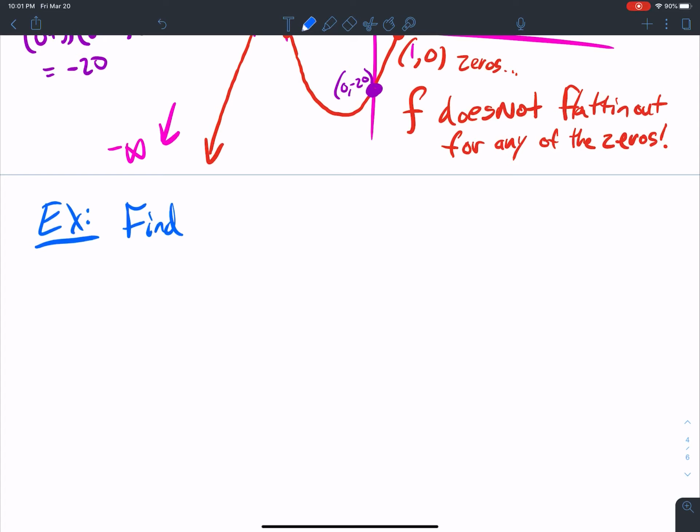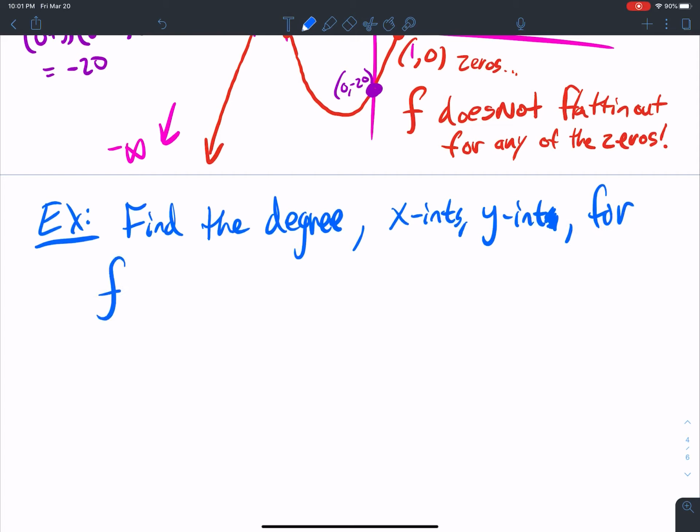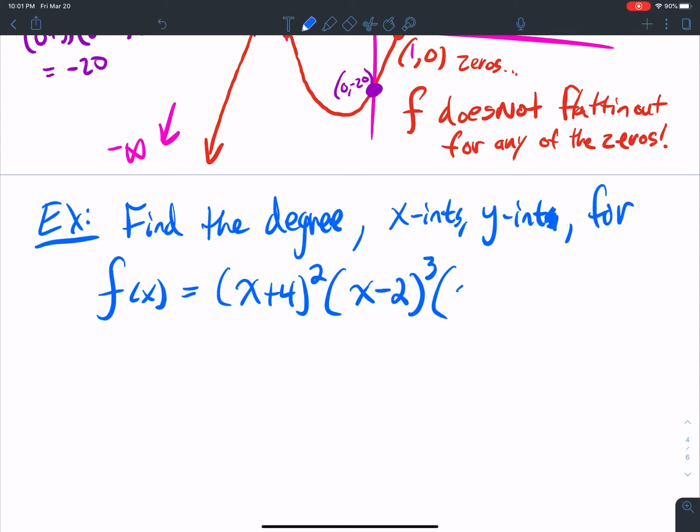Find the degree, x-intercepts, y-intercepts. Probably just going to be one y-intercept, okay? For f of x equal to x plus 4 squared times x minus 2 cubed times x minus 3, okay?